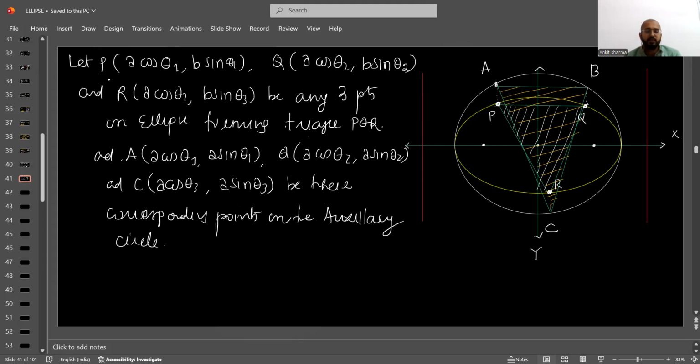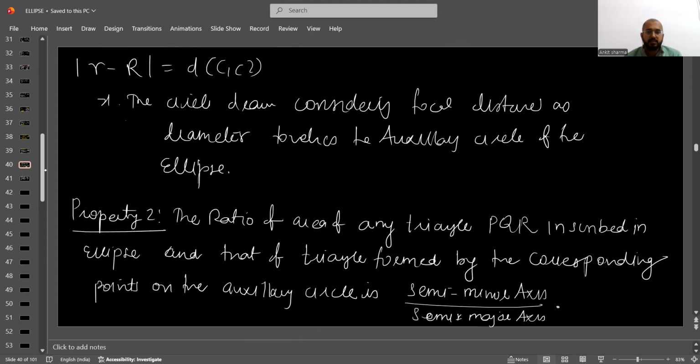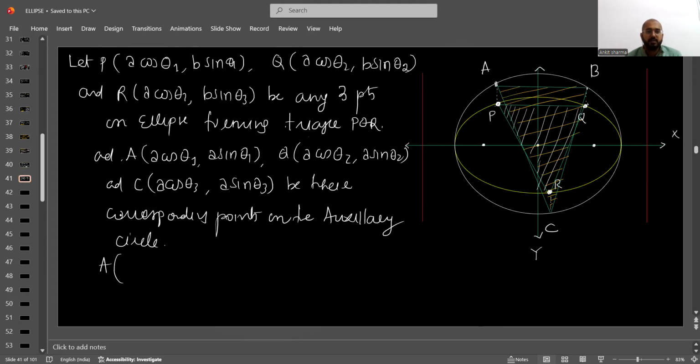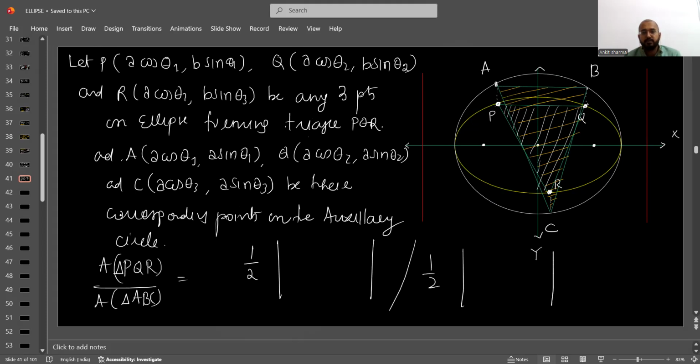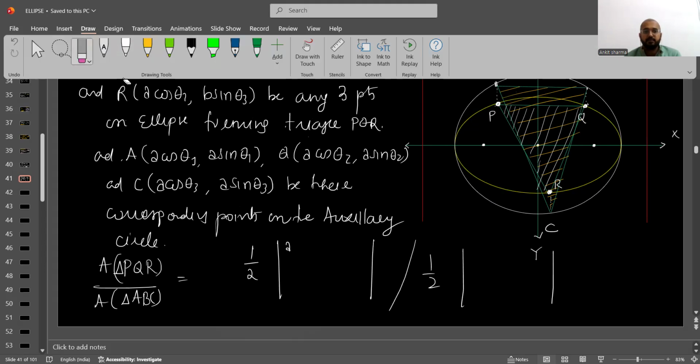If I'm finding this thing, so what do I need basically? I just need the area of the triangle. So the question is the area of the triangle PQR inscribed in the ellipse, and that of the triangle ABC. That means we need area of triangle PQR over area of triangle ABC. So for this area, we can now just simply use the determinant. So it's going to be half of this determinant over half of this determinant. So here I just need to plug in all those points here.